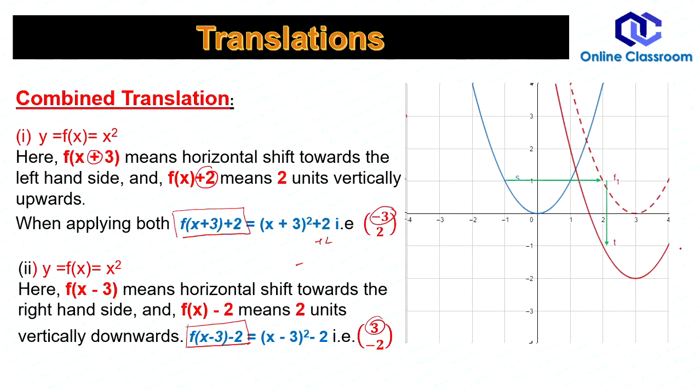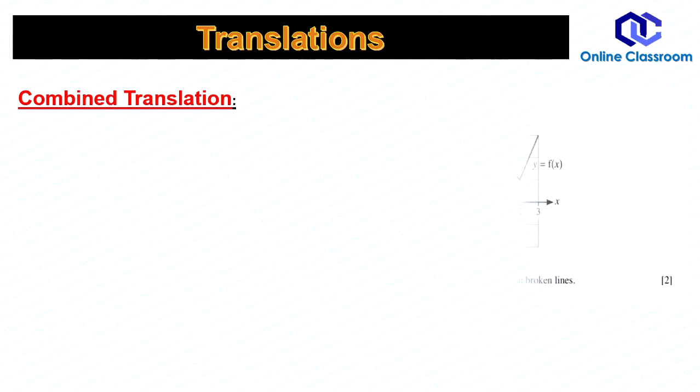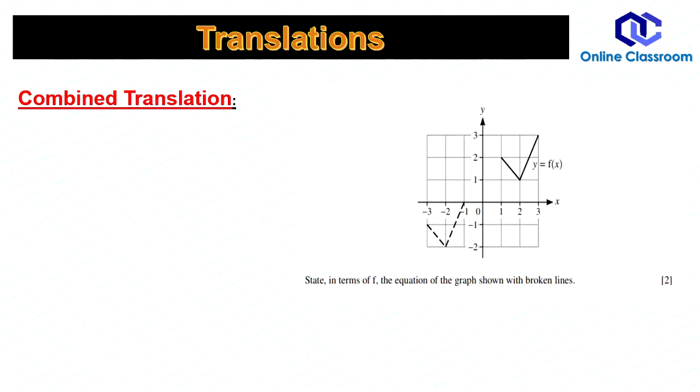Now I've selected a question from the recent exam paper 2020. A diagram is there. You see both shapes are the same but change in positions, and very clearly it is obvious here. We have both vertical translation as well as translation horizontally.